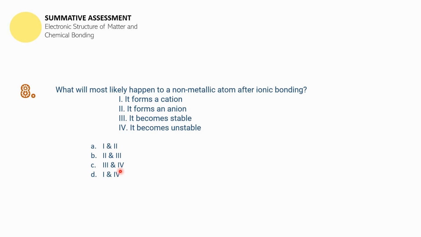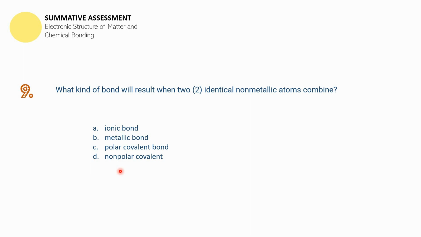Pause this video if you need more time. If you have decided to continue, you are ready to answer question number 9. What kind of bond will result when two identical nonmetallic atoms combine? A. Ionic bond. B. Metallic bond. C. Polar covalent bond. And D. Nonpolar covalent bond.